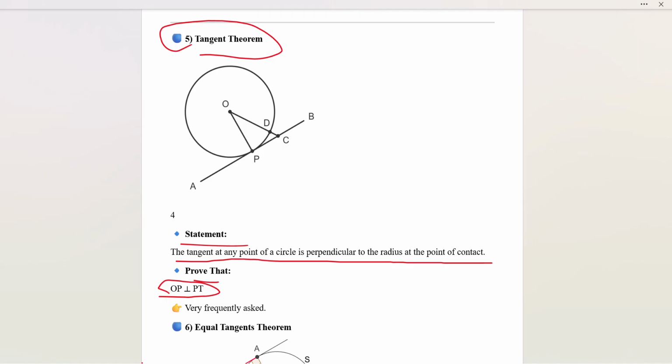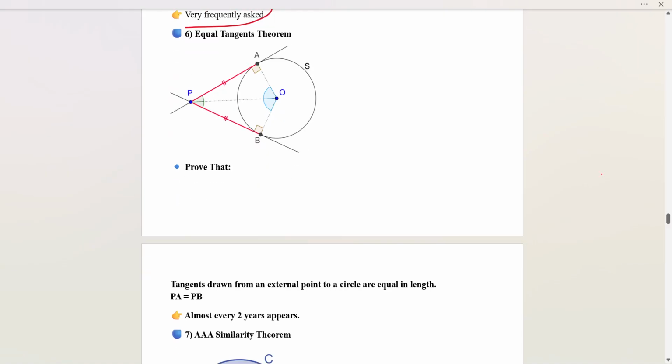So here, a very frequently asked question is the tangent theorem. So move to the next. It is the equal tangent theorem. They ask for the equal tangent theorem. Tangents are drawn from an external point. Okay, so that is two tangents.